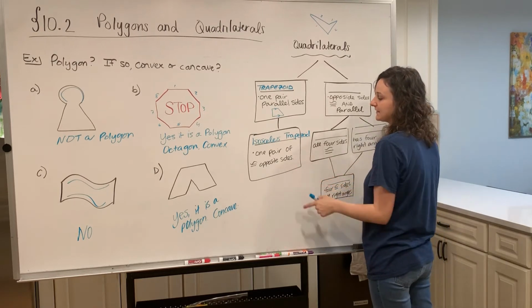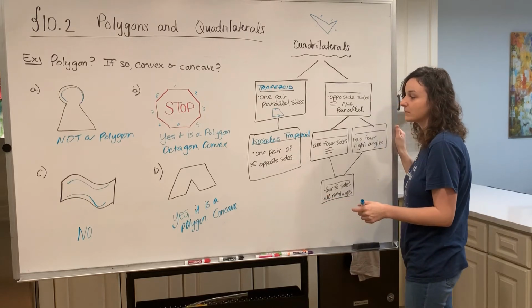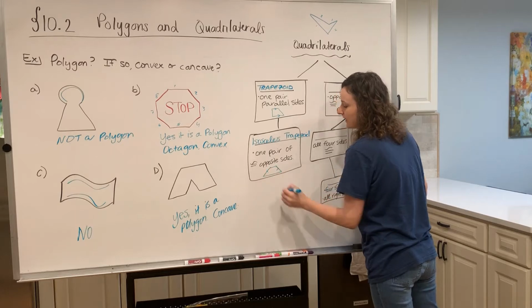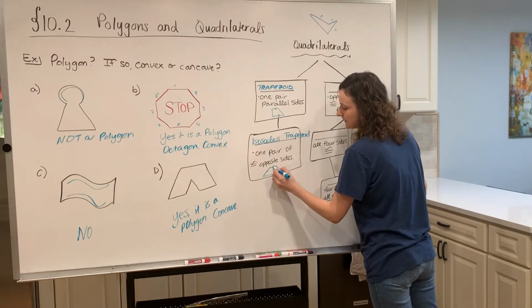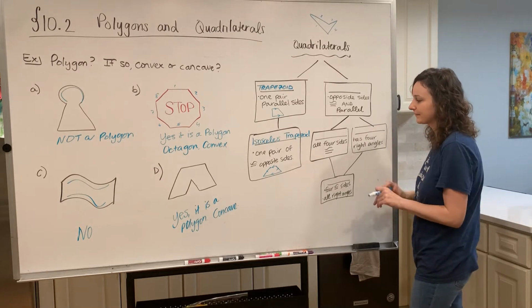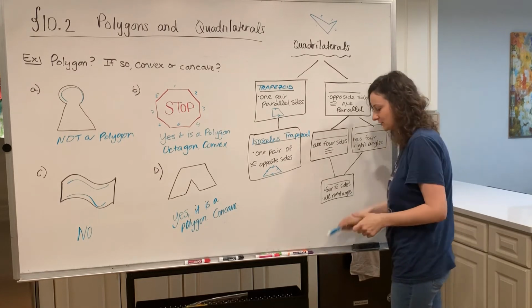1 pair of opposite sides congruent would make it an isosceles trapezoid. The left and the right are opposites, and the top and the bottom are parallel, okay? Making it an isosceles trapezoid.